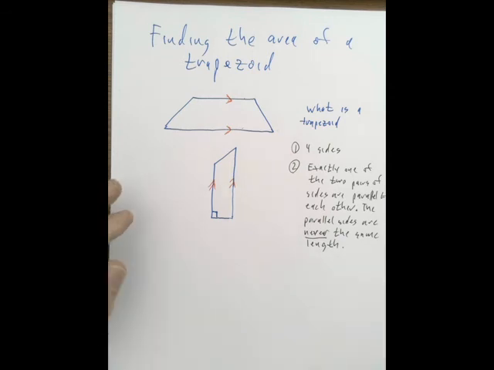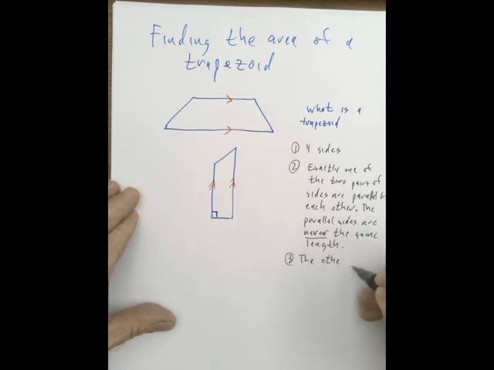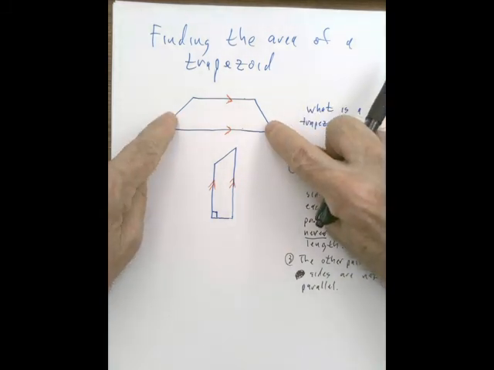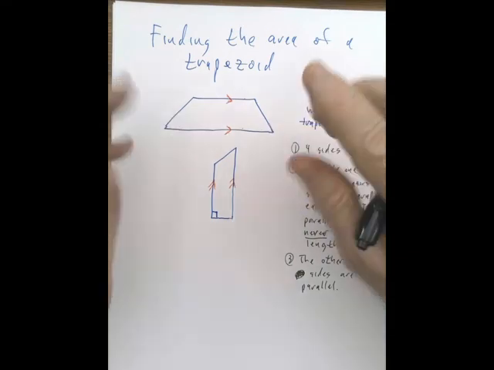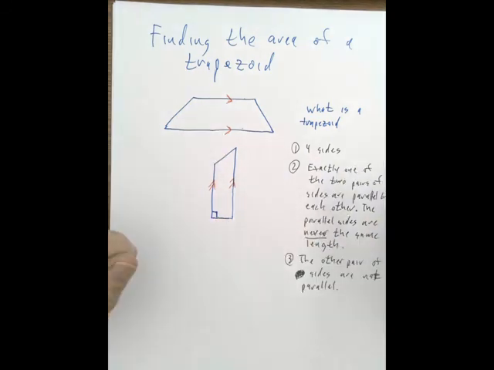And then number three, the other pair of sides are not parallel. They're never parallel to each other. So these two sides here, these opposite sides, are not parallel because they're not going the same direction. And these two sides here are not parallel either. Sometimes those can be the same length, but the parallel sides are never the same length.